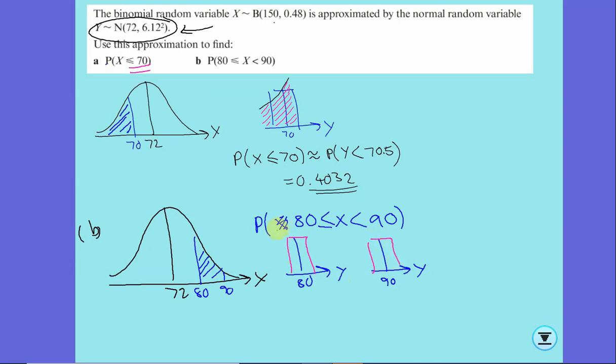On 80 and 90, the line is coming through this way, and I want more than 80, but I also want to include the 80, so I go into the box and all the way to the other side. I want less than 90, but I don't want inclusive, so I don't go in the box. So this is approximately equal to y being less than 89.5, but more than 79.5.